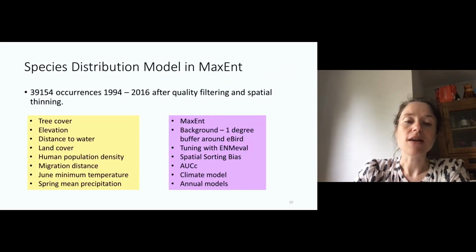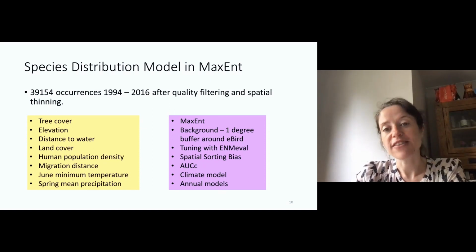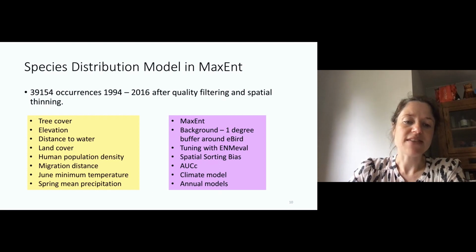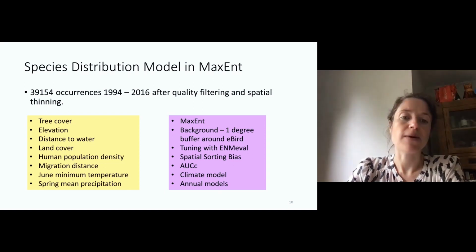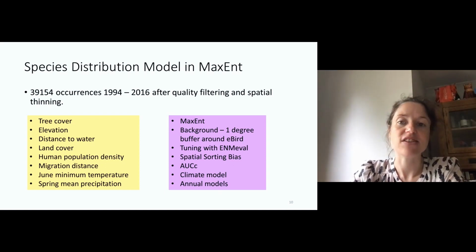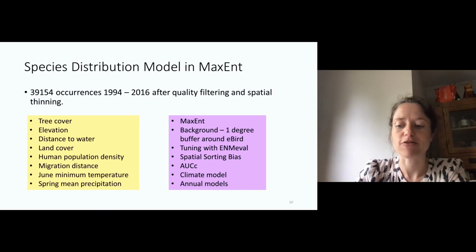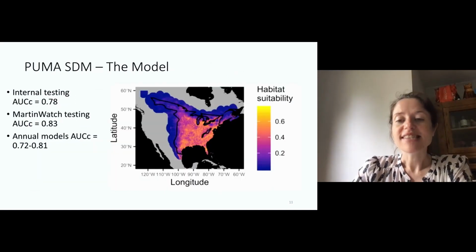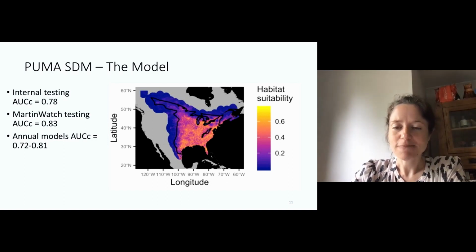So we used a large data set of species occurrences from eBird to make this model. And we used a handful of environmental predictors, which we knew from previous work would be likely to have an effect on Purple Martin distribution. That modelling process gave us a map which looked like this.